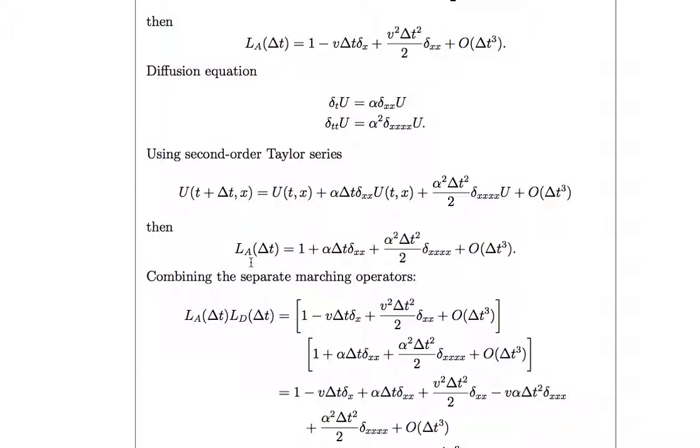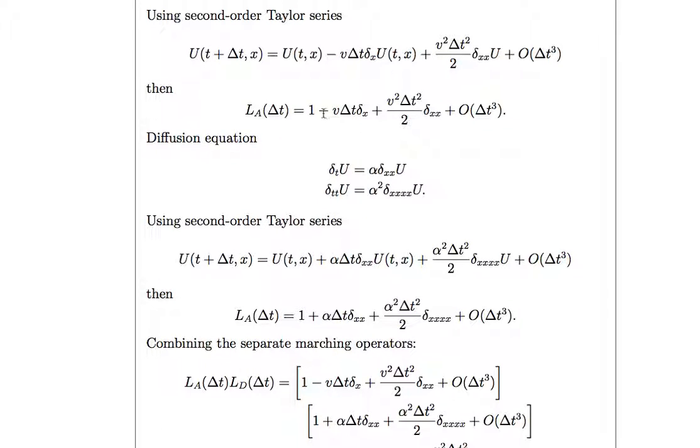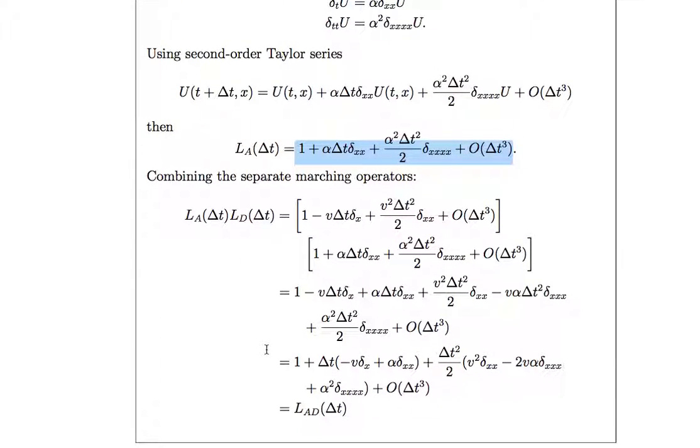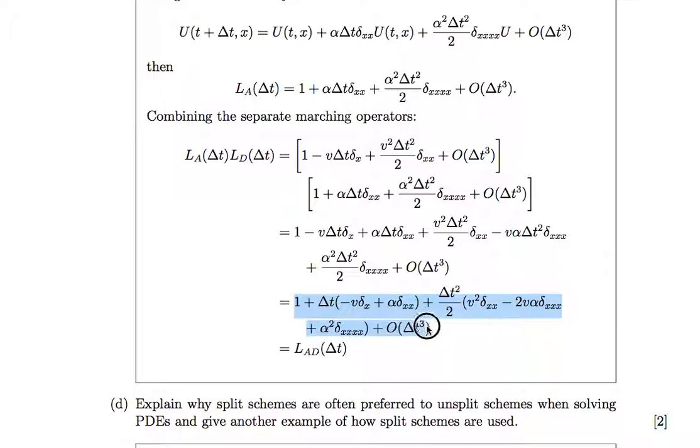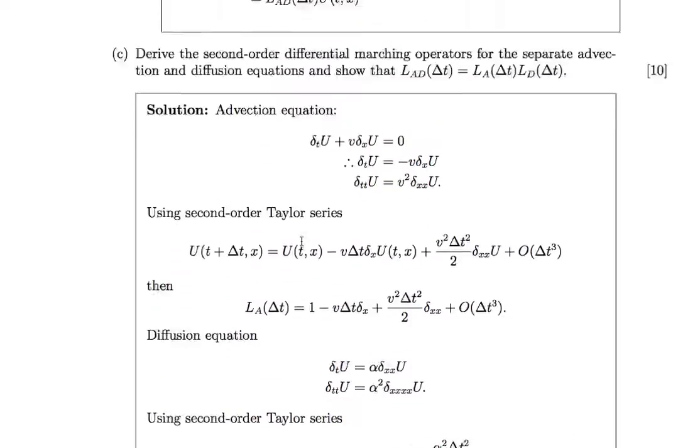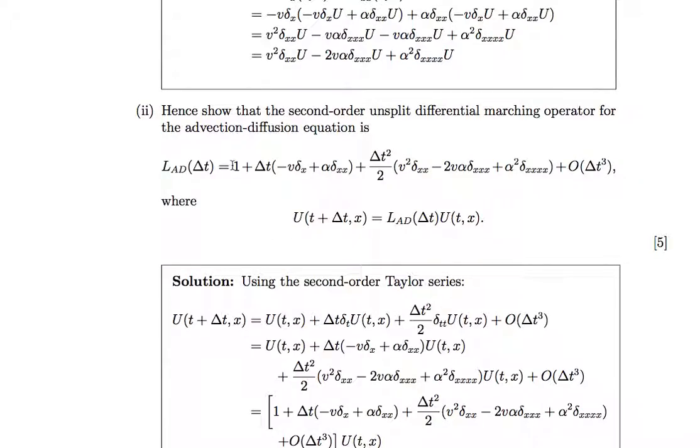Now to combine them, all we do is essentially multiply them together. So we multiply this by this. A key thing to notice here is our error term is big O delta t cubed. Any error term of delta t cubed or higher order will be ignored because that's already taken into account by that error term there. So multiply them together, do the cancelling out, and you get down to this line here, which is what we were trying to prove.